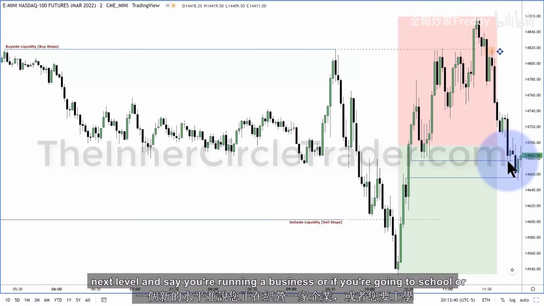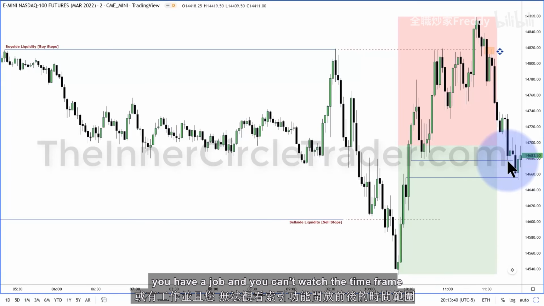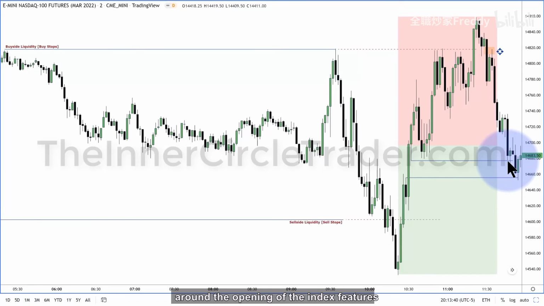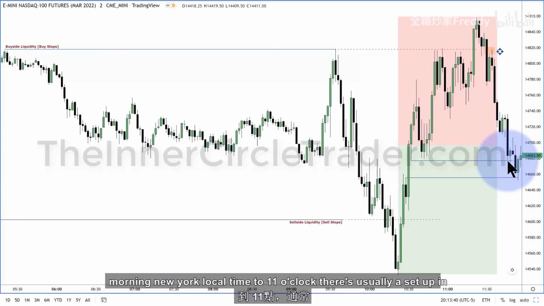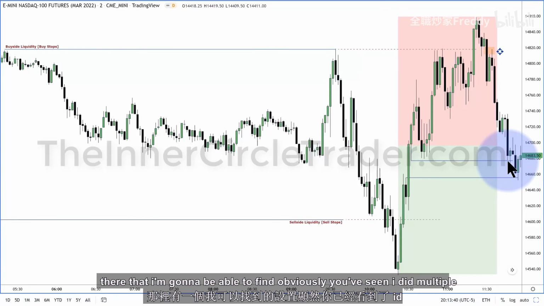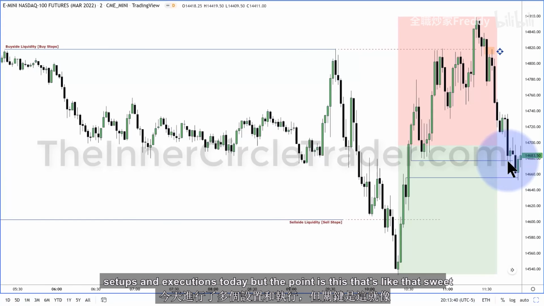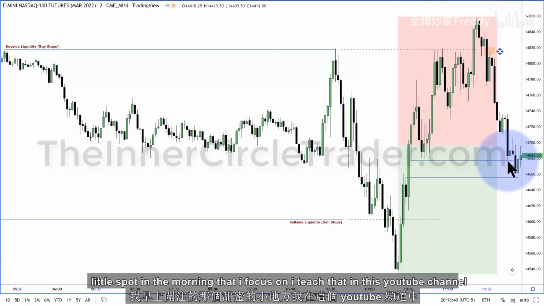But if you really want to take it to the next level, and say you're running a business, or you're going to school, or you have a job, and you can't watch, I like watching the time frame around the opening of the index futures, around 8:30 in the morning, New York local time, to 11 o'clock. There's usually a setup in there that I'm going to be able to find. Obviously, you've seen I did multiple setups and executions today, but the point is that's the sweet little spot in the morning that I focus on.